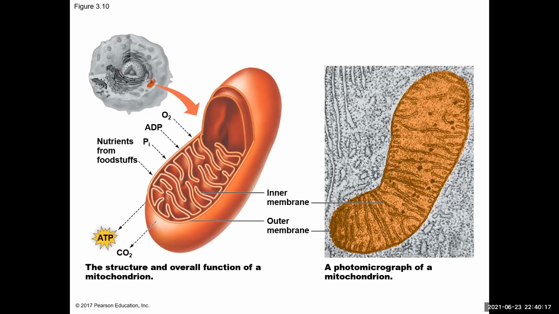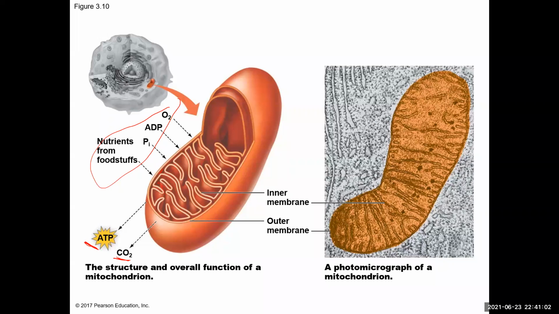What I want you to notice is there's a space between the outer membrane and the inner membrane, and then there's the space on the inside of the inner membrane. Those spaces are going to be important whenever we talk about cellular respiration. So just keep that in mind. Keep the structure of the mitochondria in mind, because we're going to come back to that. You can see different products going into the mitochondria that are going to be responsible for helping to facilitate cellular respiration. And through the process of cellular respiration, you get out ATP and carbon dioxide.